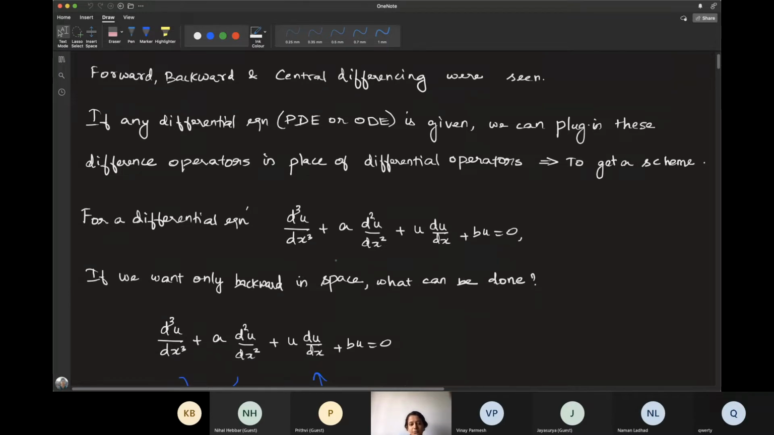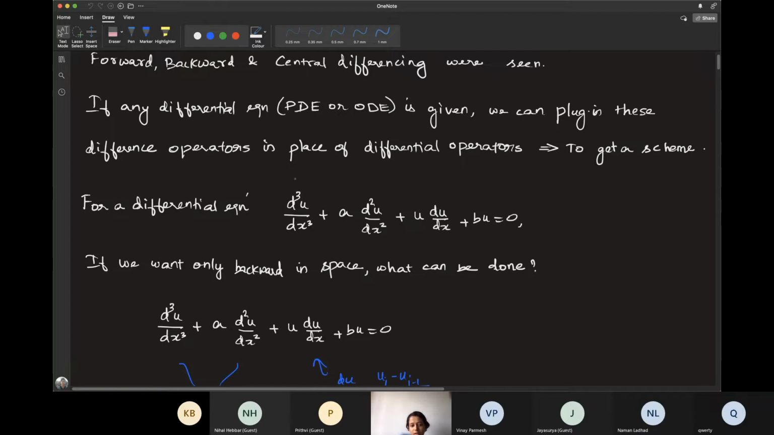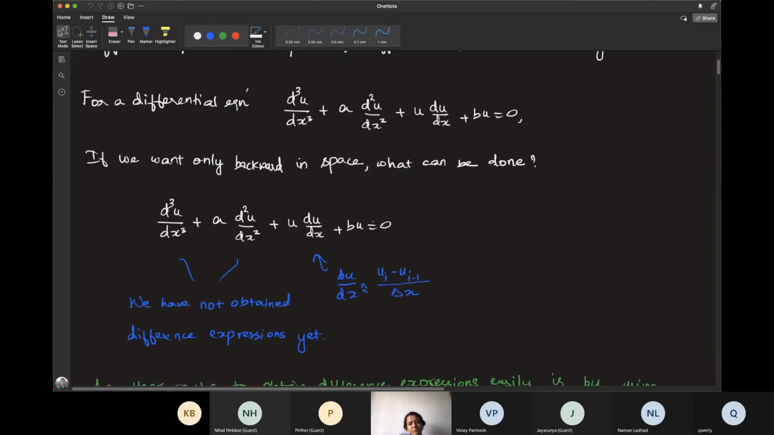So this is what you will be doing. To develop a scheme for this differential equation of some order of accuracy, you'll first have to write each of these differential operators in terms of difference operators of the same order of accuracy. Suppose we need a backward in space kind of difference operator for each of the terms in this differential equation. For u, you can replace u by just u i, the same point. For du by dx you can replace it by u i minus 1 by delta x.